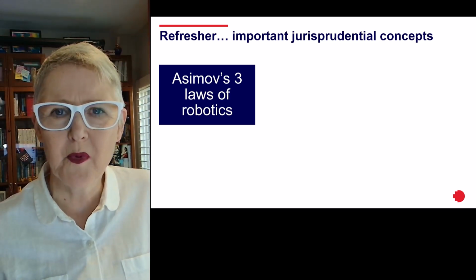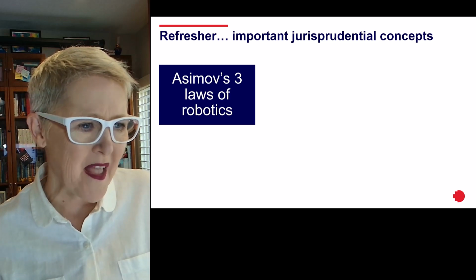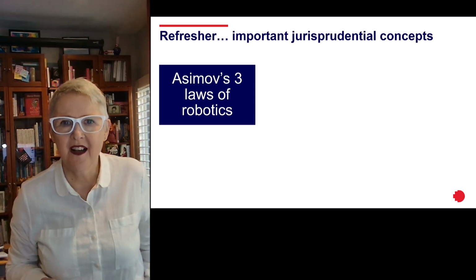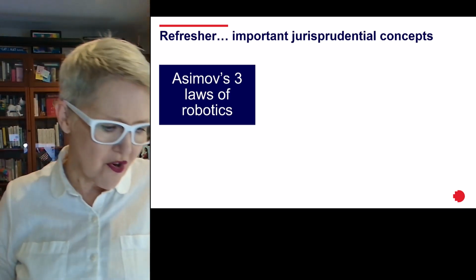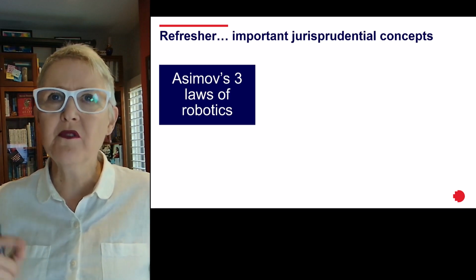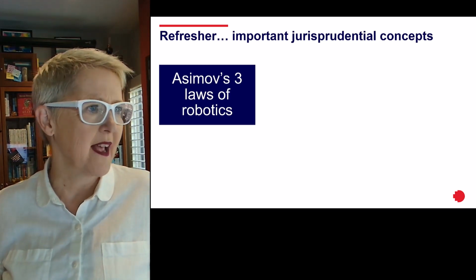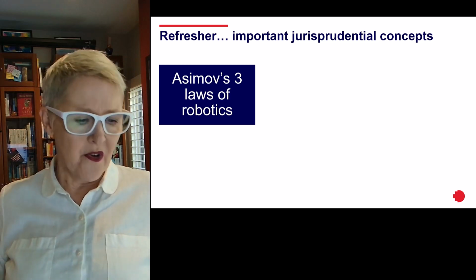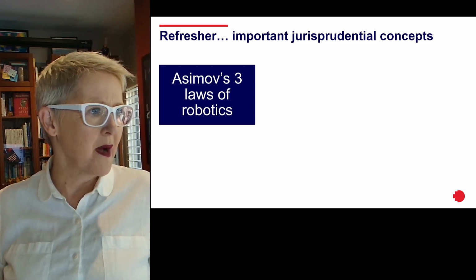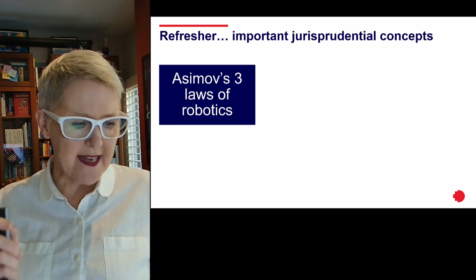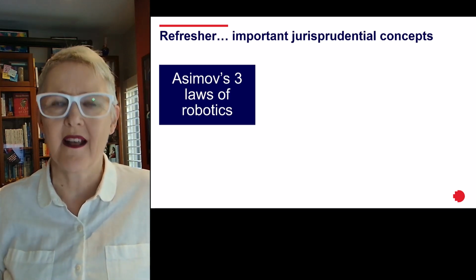I know Robin Williams and Will Smith have both starred in movies based on Asimov's stories, and many of his stories were built around what he referred to as the three laws of robotics. So I'll talk about what those laws are shortly, but yeah, we're going to talk about Asimov's laws.